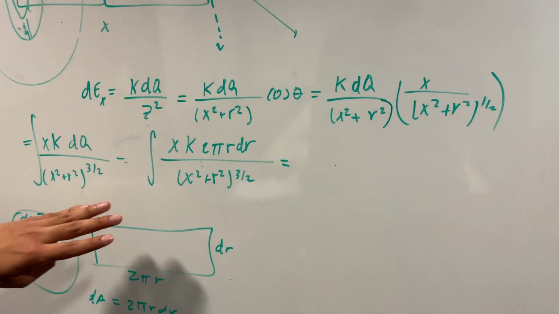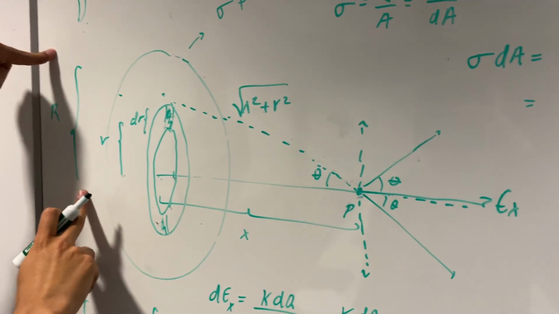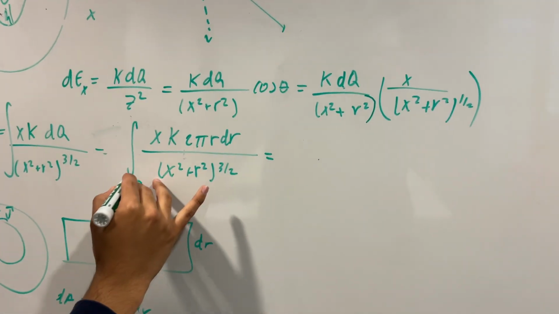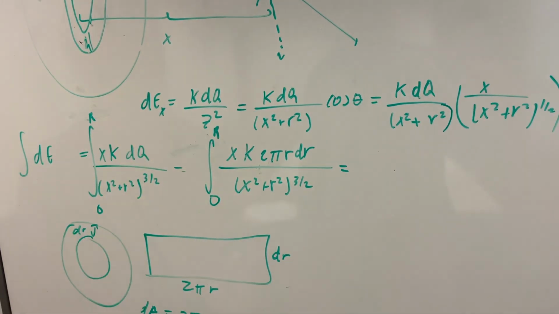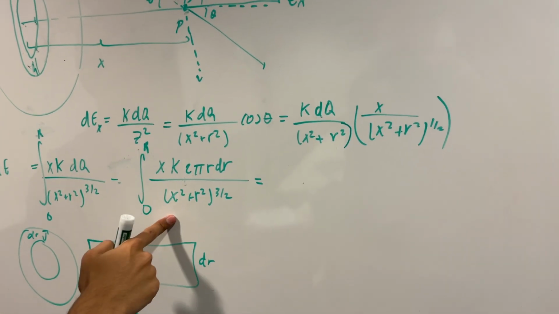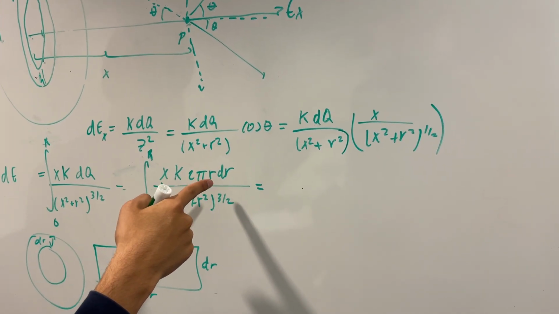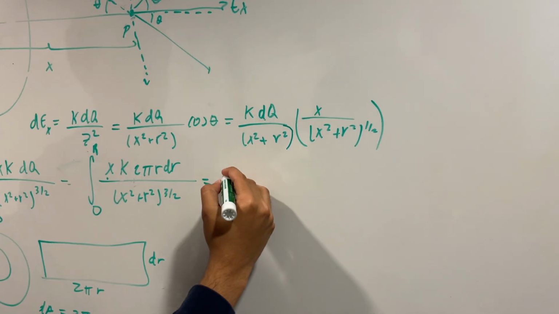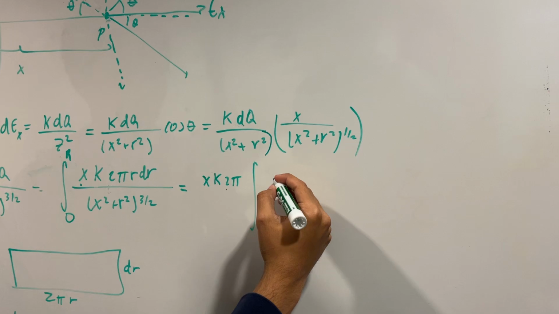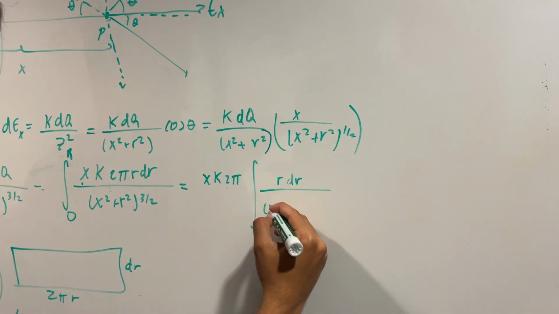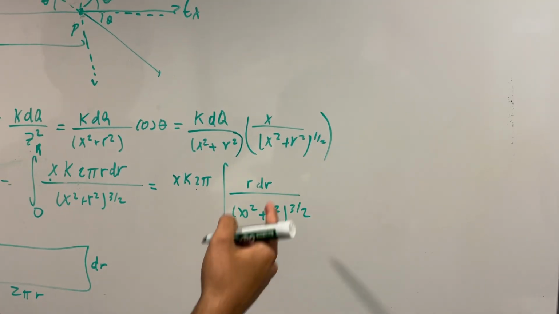And from where to where are we integrating? We're going from 0 to R, because we want to get the whole radius. Now we can take out some of these things because they're constants: x is constant, k is constant, 2 pi is constant, and r is not constant. So we take out x, k, 2 pi, and we're only left with r dr over x squared plus r squared to the 3/2. And now we solve this by u substitution.